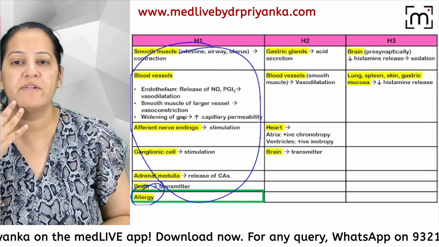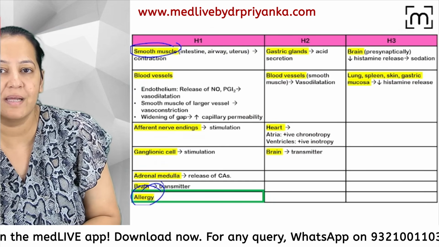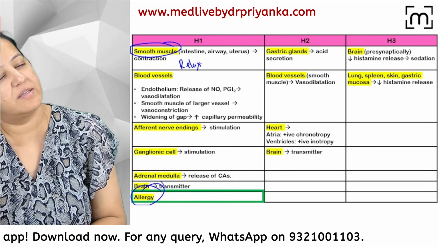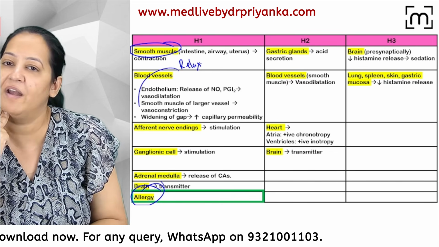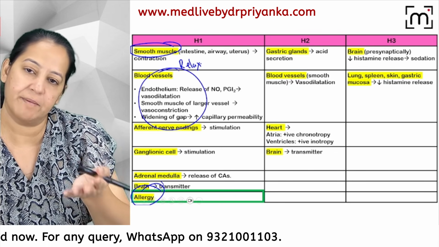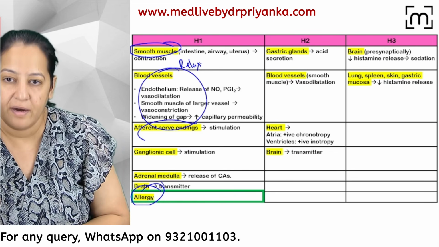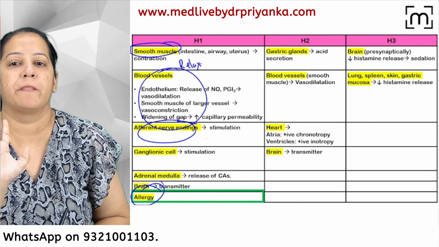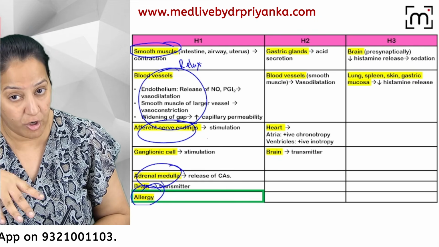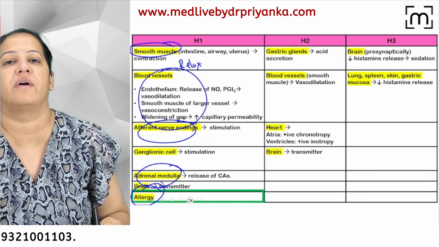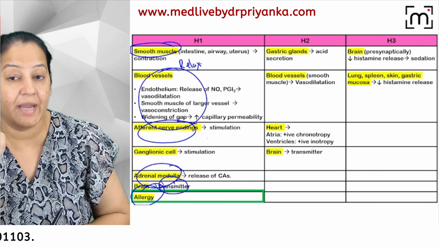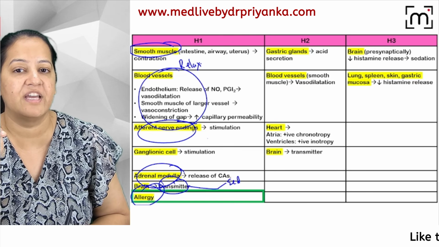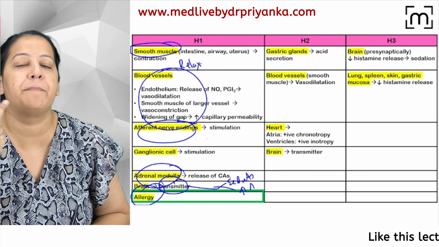Now reverse each of them. On smooth muscle, normally histamine produces contraction, but these drugs produce relaxation, first generation as well as second generation. Blood vessel, everything will reverse. Vasoconstriction will become dilatation, dilatation will become constriction. Nerve endings, normally these were producing itching, so here no itching will be there. Adrenal medulla, normally catecholamine was secreted; here no secretion of adrenaline or catecholamine. Brain, normally it was wakefulness and loss of appetite; here it will be sedation and increased appetite.